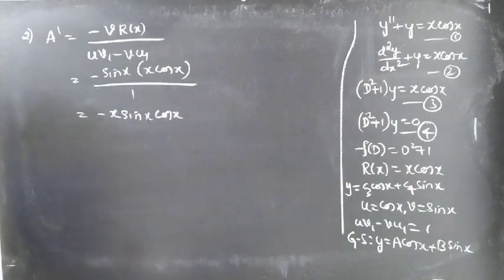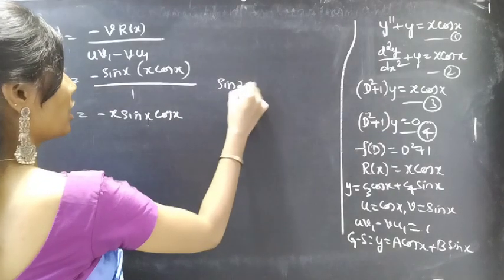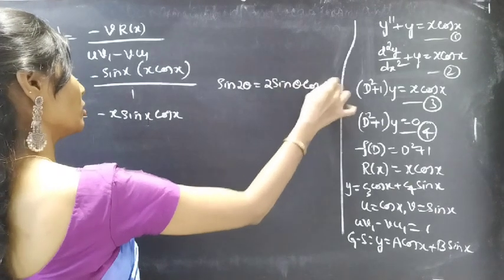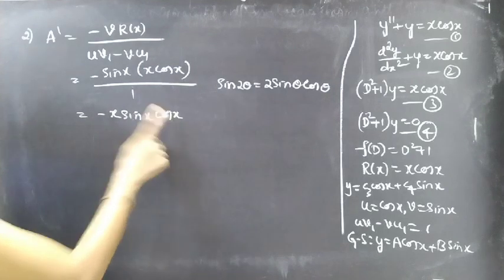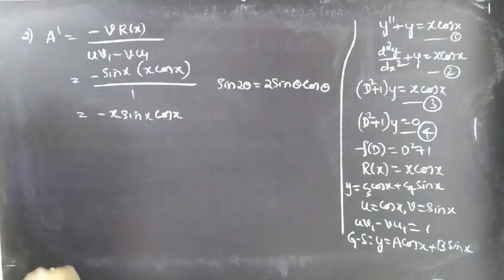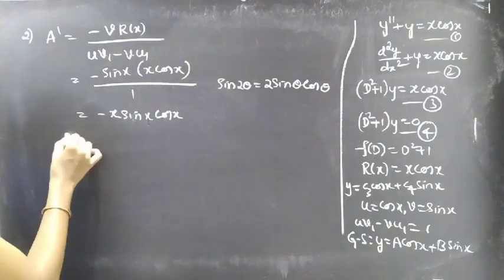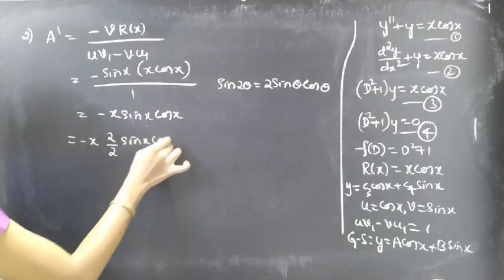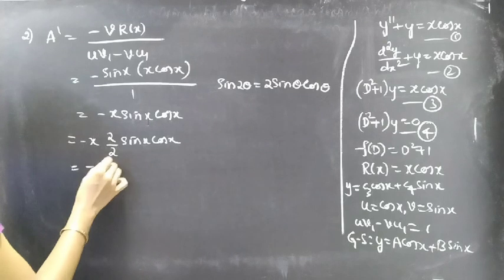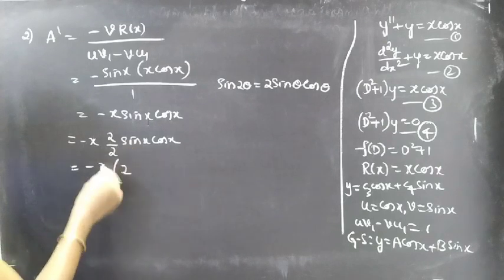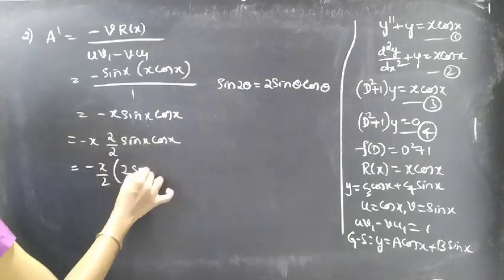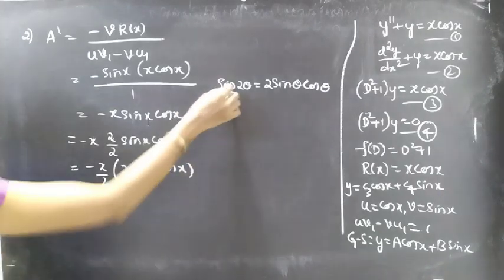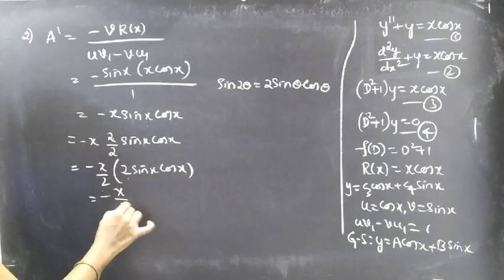We know that sin 2 theta equals 2 sin theta cos theta, right? Here you're having sin x into cos x, right? We can multiply and divide this with 2, then we'll get minus x into 2 by 2 sin x cos x, right? We can write it as minus x by 2 into 2 sin x cos x, so that we can replace 2 sin x cos x with sin 2x, since sin 2 theta equals 2 sin theta cos theta.